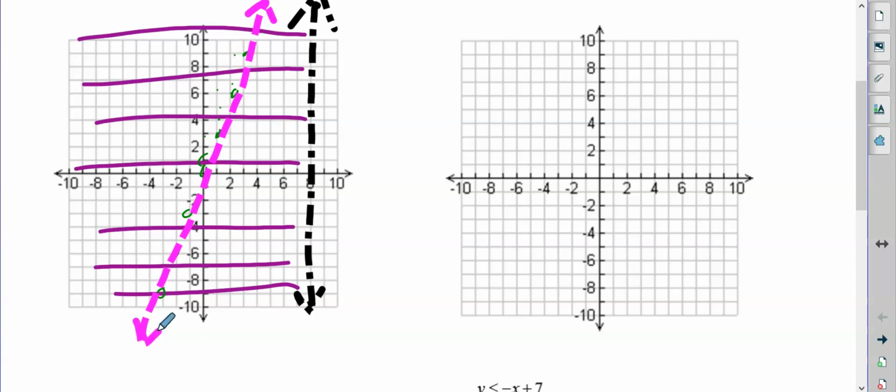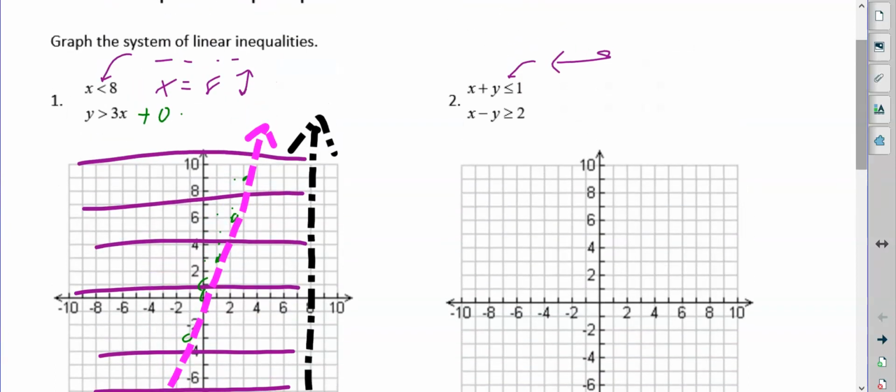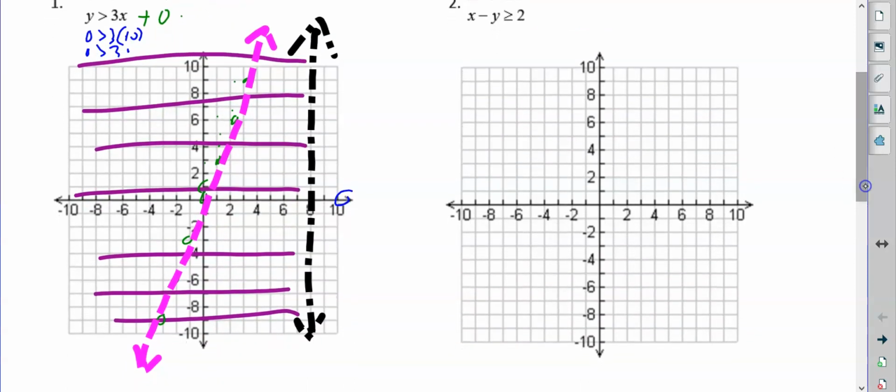Now, on this one, yes, you do need to do some math and figure out which way you're going to shade. So you test a point. You can't test 0, 0 because the line goes through 0, 0. So just pick something obvious, like out here maybe, 10, 0. If I plug in 10, 0, I'm going to have 0 is greater than 3 times 10. I plugged in 10 for x and 0 for y. Well, 0 is not greater than 30. That's a lie. Which means I am shading everything to the right of this, like so.